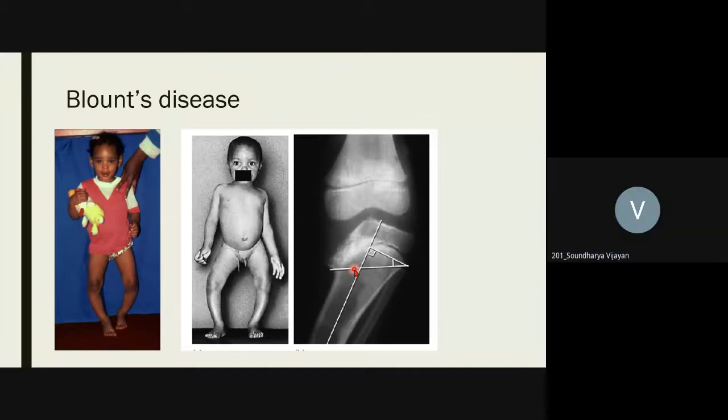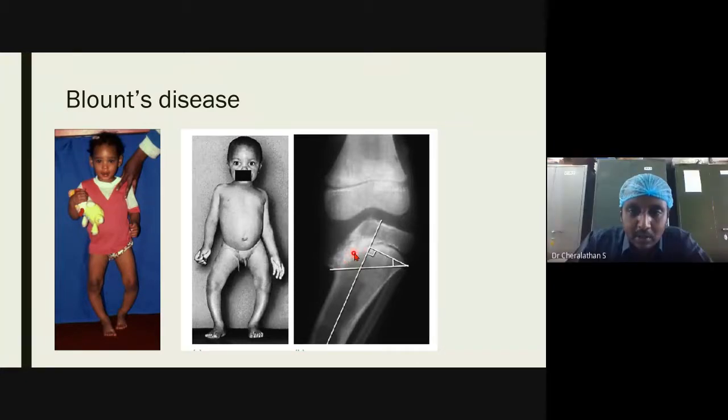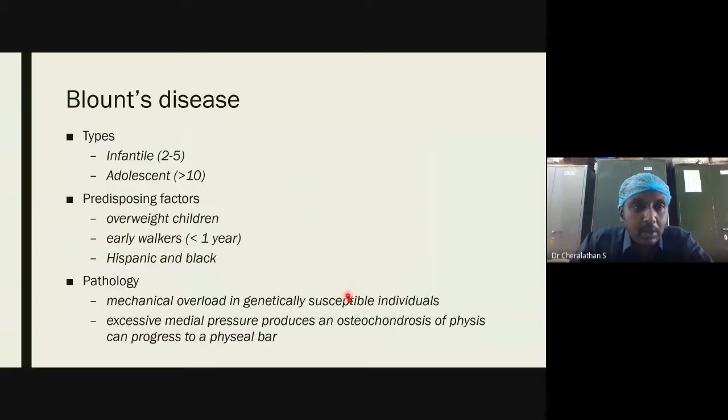Any doubts? Yes, sir. So there is arrested growth on the medial side with continued growth on the lateral side, giving rise to the varus deformity. Now there are two types of Blount's disease. One is the infantile type, where the child will present at the age of 2 to 5 years, whereas in adolescent type, the presentation is usually more than 10 years of age.